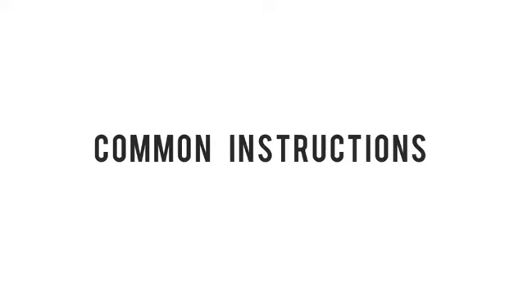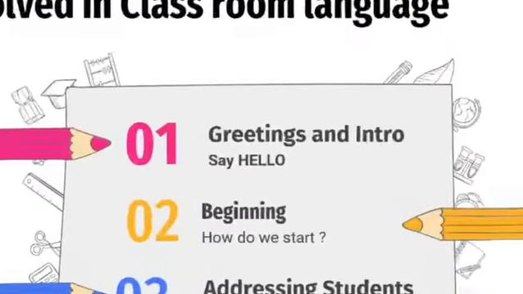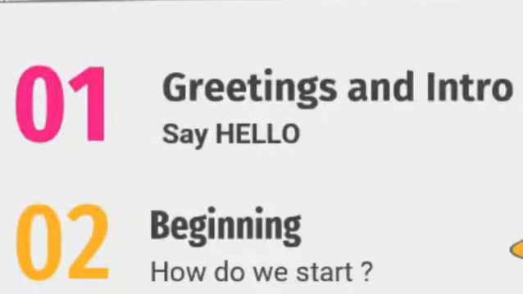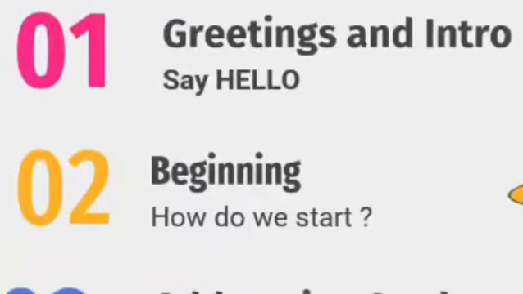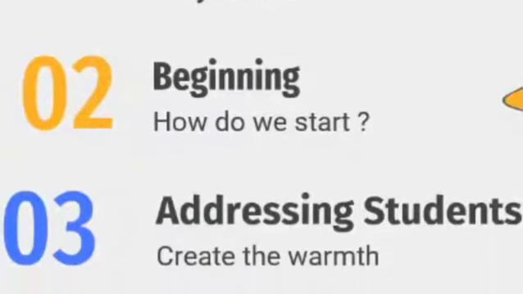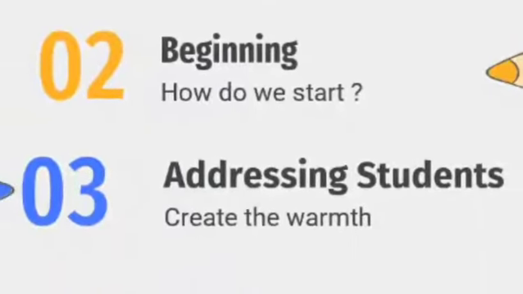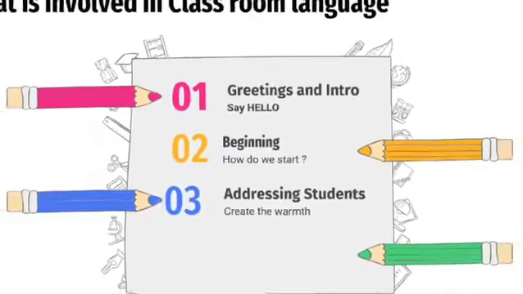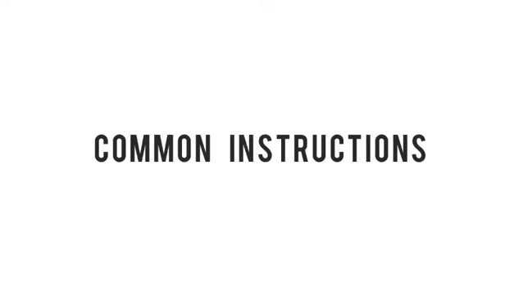Now we will move on to common instructions that we can give to the students. So what is the next section? First, we started with greeting and introduction, and then we moved on to the beginning of the lesson, how to begin. Has everybody settled down? Then we started with how you can address the students, create that warmth, take the register, and take account of presentees and absentees. Now we have to give them some common instructions, as and when the lesson begins.